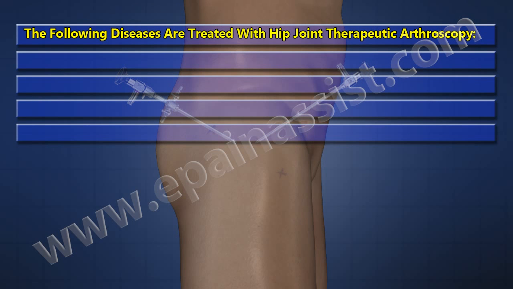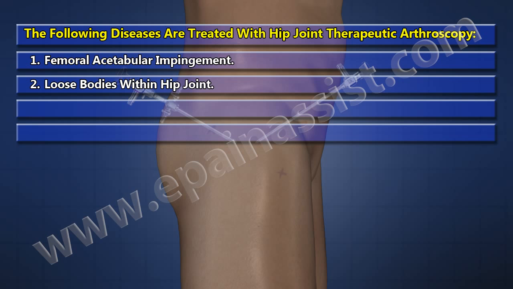The following diseases are treated with hip joint therapeutic arthroscopy: femoral acetabular impingement, loose bodies within hip joint, labrum tear, synovitis of hip joint.